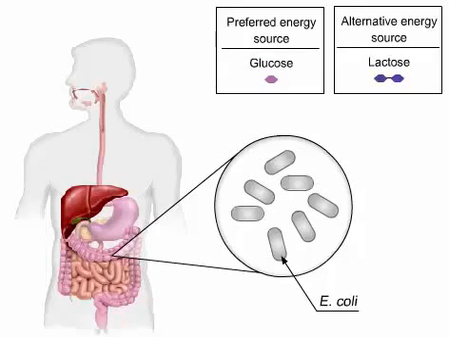E. coli cells live in our intestines and use glucose as their preferred energy source. When a person drinks milk, these cells encounter an alternative energy source, the sugar lactose.